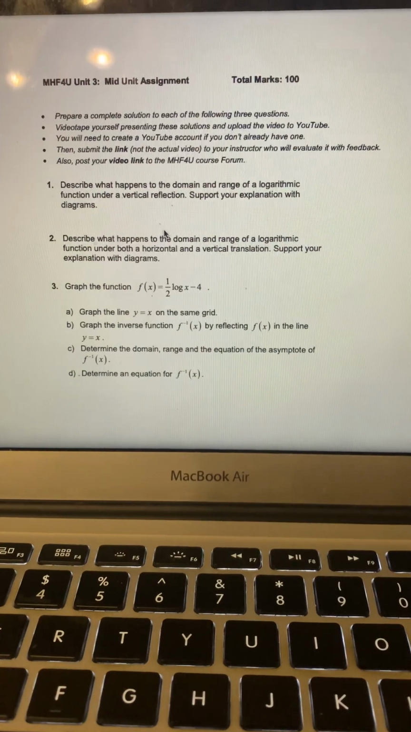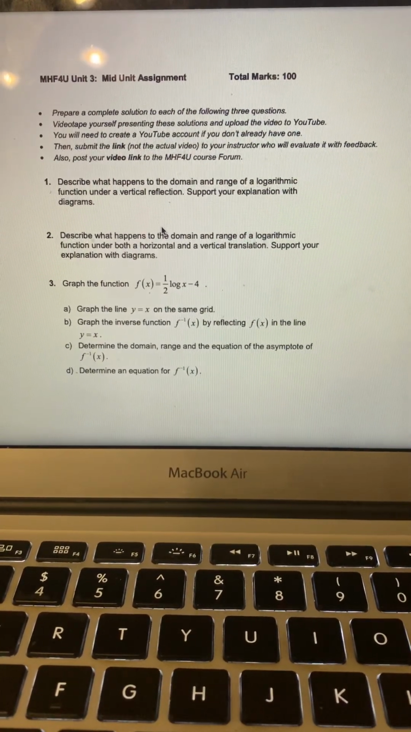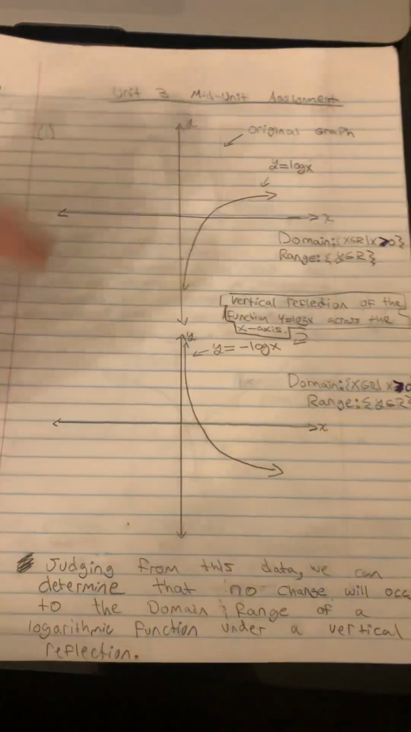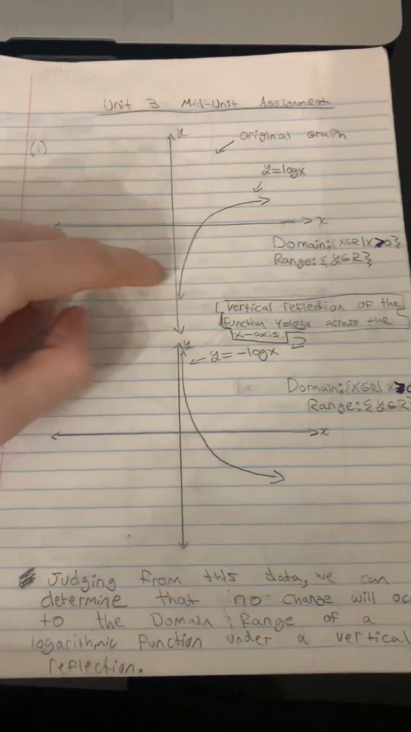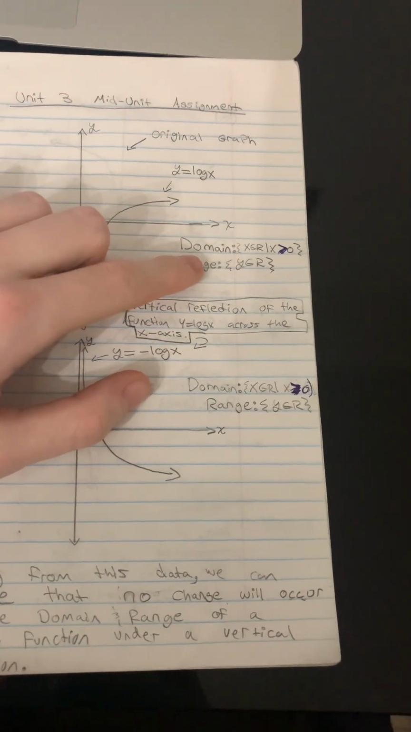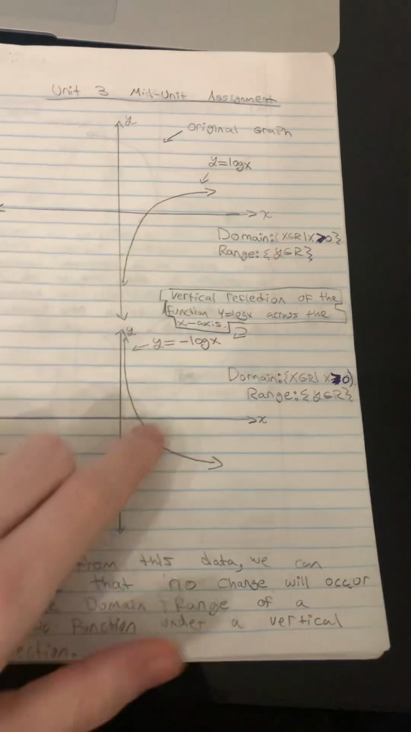So question 1 is: describe what happens to the domain and range of a logarithmic function under vertical reflection. Support your explanation with diagrams. My original function is right here, just y equals log x. The domain is x, a set of real numbers such that x is greater than 0. And the range is y, a set of real numbers.